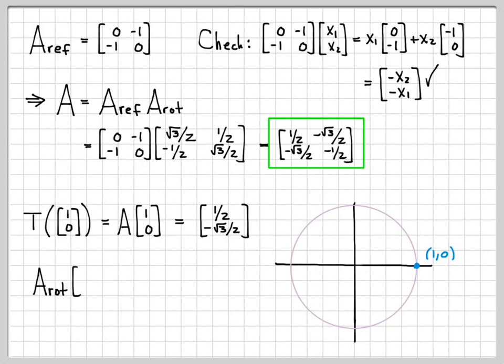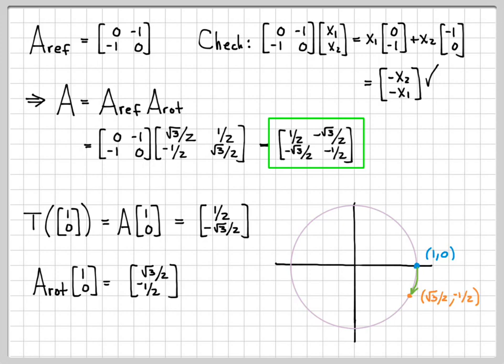The first thing that happens in our linear transformation is we get multiplied by a rot, right? That's the first thing that happens. We get multiplied by a rot, and then we get multiplied by a ref. If I take a rot times 1, 0, I end up with the point square root 3 over 2, negative 1/2. Well, that's this point right here, square root 3 over 2, minus 1/2. I've been rotated pi over 6 radians in the clockwise direction.